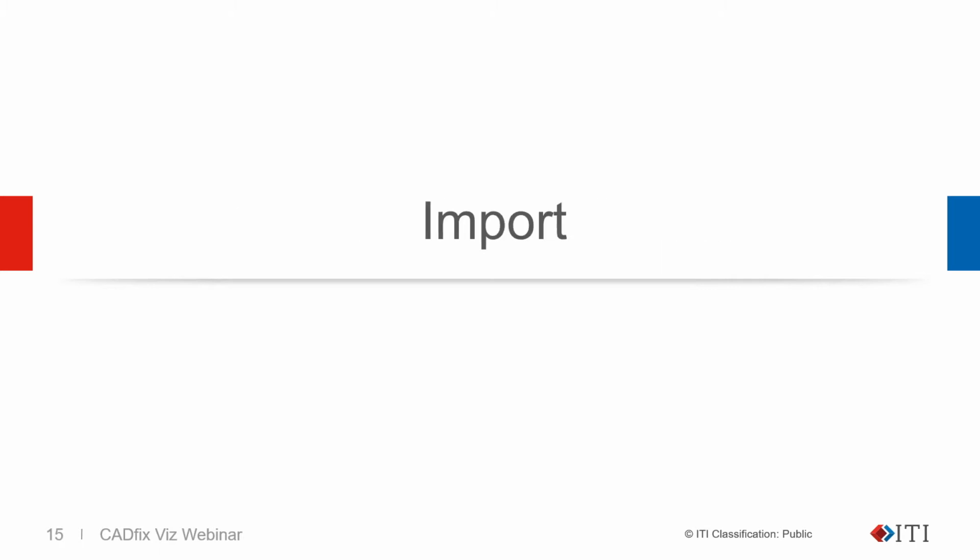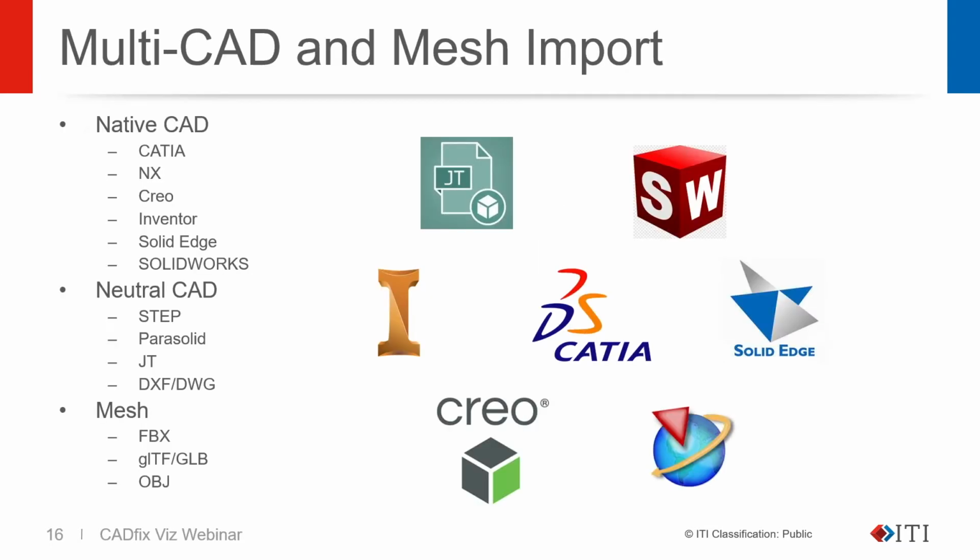So the first part of any process is the import. As just to reiterate, as it's an interoperability software, and that's the focus, we obviously have to be able to take in models from various places. So we have full support for reading native CAD files, so CATIA, NX, Creo, Inventor, Solid Edge, and SolidWorks, part files and assembly files, as well as the obvious neutral CAD formats, so STEP, Parasolid, JT, and DWG, and also our mesh formats, obviously widely used in visualization. FBX is a common one, as well as GLTF and OBJ.